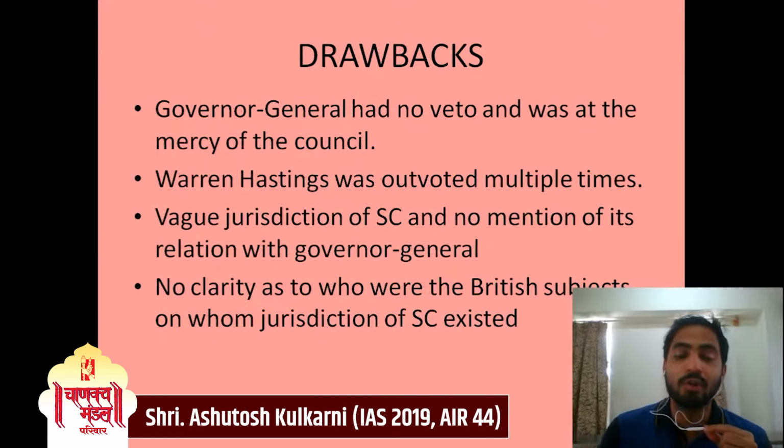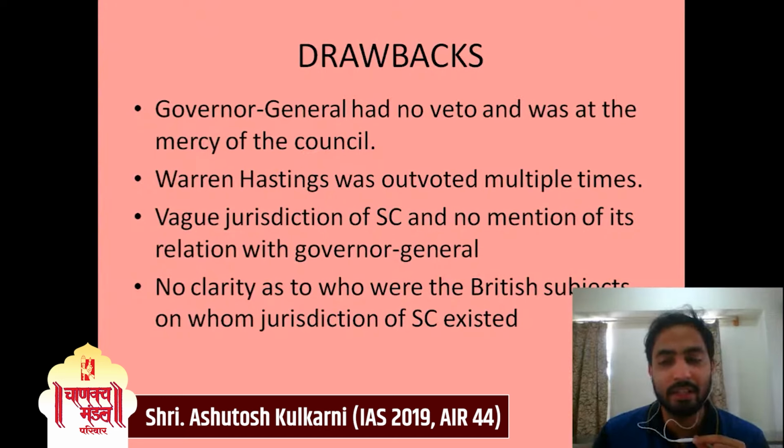What were the drawbacks of the East India Company's Regulating Act of 1773? Because no decision could be taken. There were frequent fights. Warren Hastings always used to fight with his council members, and there was no decision making that could happen in all of these cases. So it was a big problem.